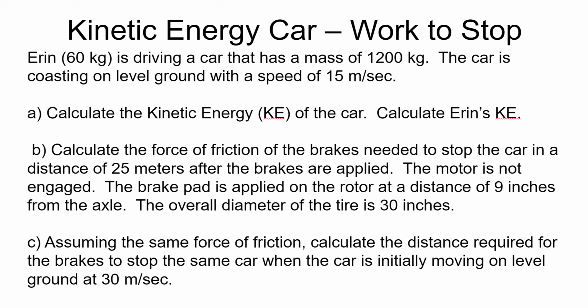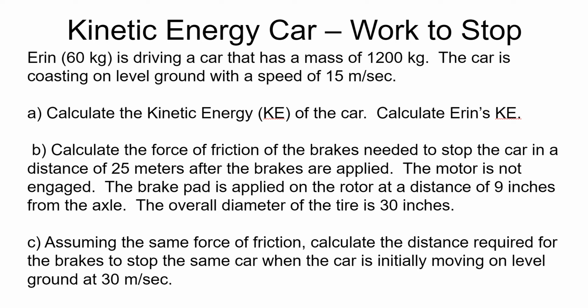The brake pad is applied on the rotor at a distance of 9 inches from the axle. And effectively, it's spread out, of course, a little bit more than 9, a little less than 9, but we're going to call it the force is being applied at 9 inches from the axle. And the overall diameter of the rubber tire of the car is 30 inches.